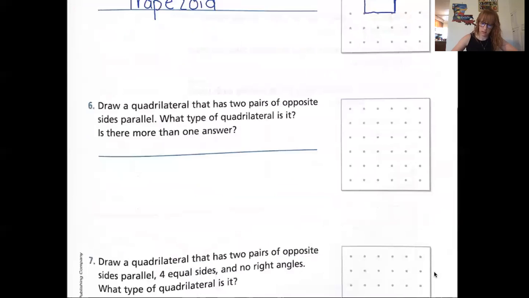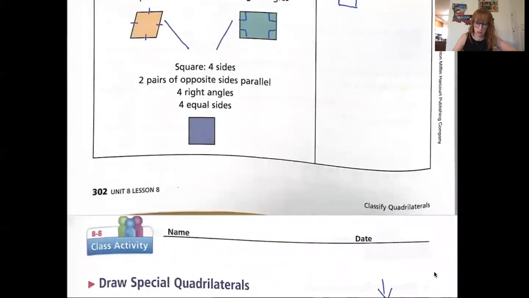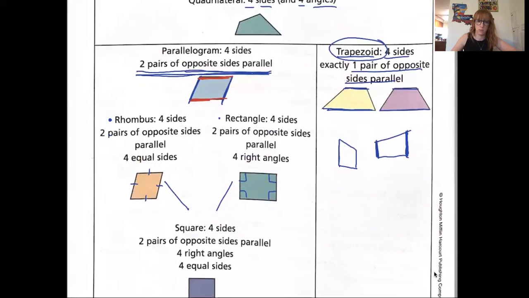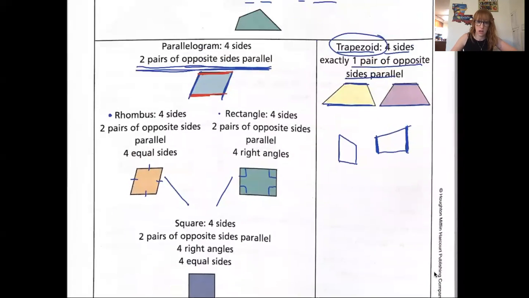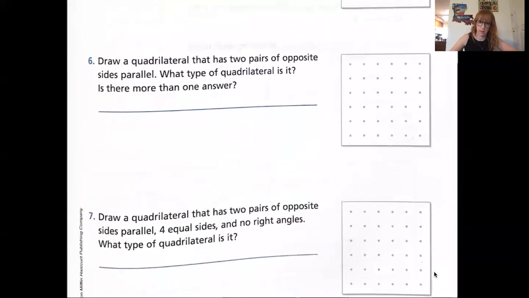All right. Now our next one: draw a quadrilateral that has two pairs of opposite sides that are parallel. That's the only clue that they give us. So we can draw anything underneath this category. There are many different options, and you need to include all of them.